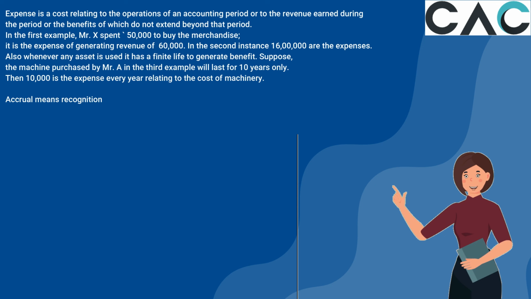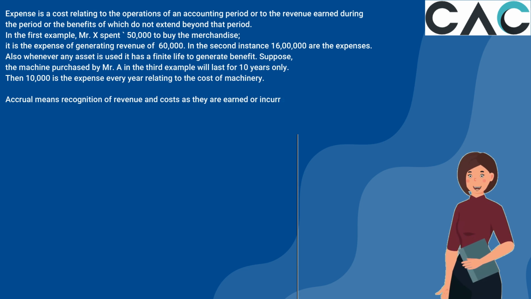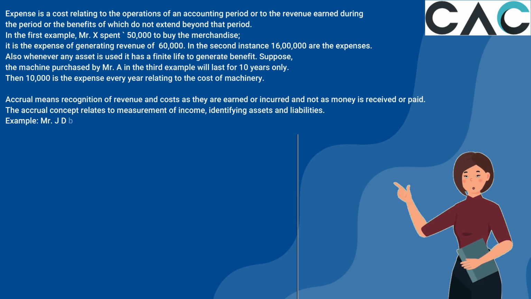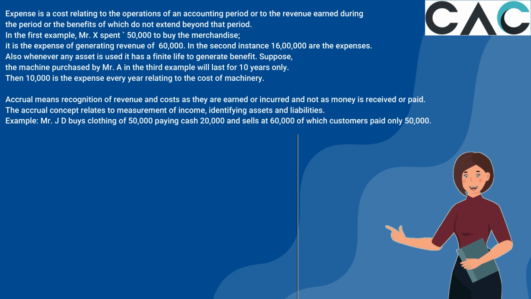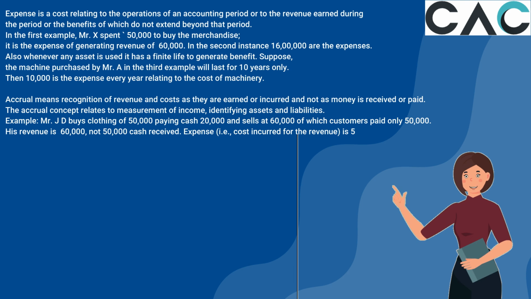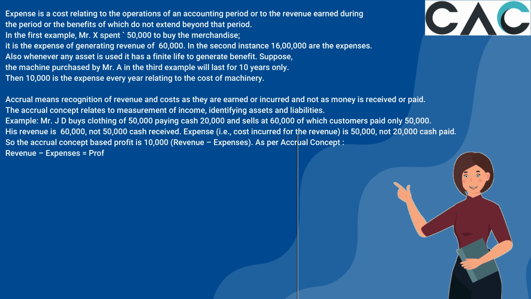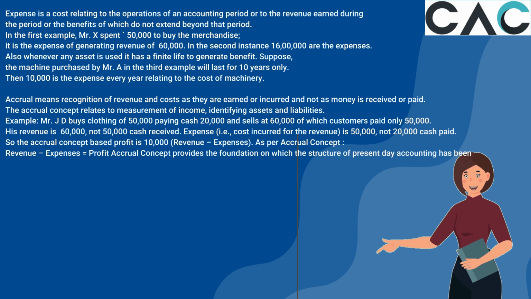Accrual means recognition of revenue and costs as they are earned or incurred and not as money is received or paid. The accrual concept relates to measurement of income, identifying assets and liabilities. Example, Mr. JD buys clothing of 50,000 paying cash 20,000 and sells at 60,000 of which customers paid only 50,000. His revenue is 60,000, not 50,000 cash received. Expense, i.e., cost incurred for the revenue, is 50,000, not 20,000 cash paid. So the accrual concept-based profit is 10,000, revenue minus expenses. As per accrual concept, revenue minus expenses equals profit. The accrual concept provides the foundation on which the structure of present-day accounting has been developed.